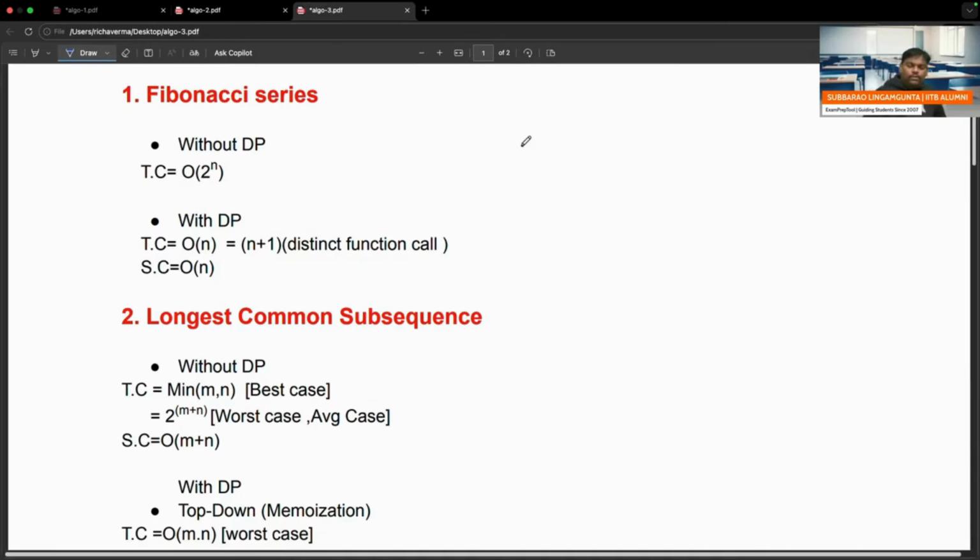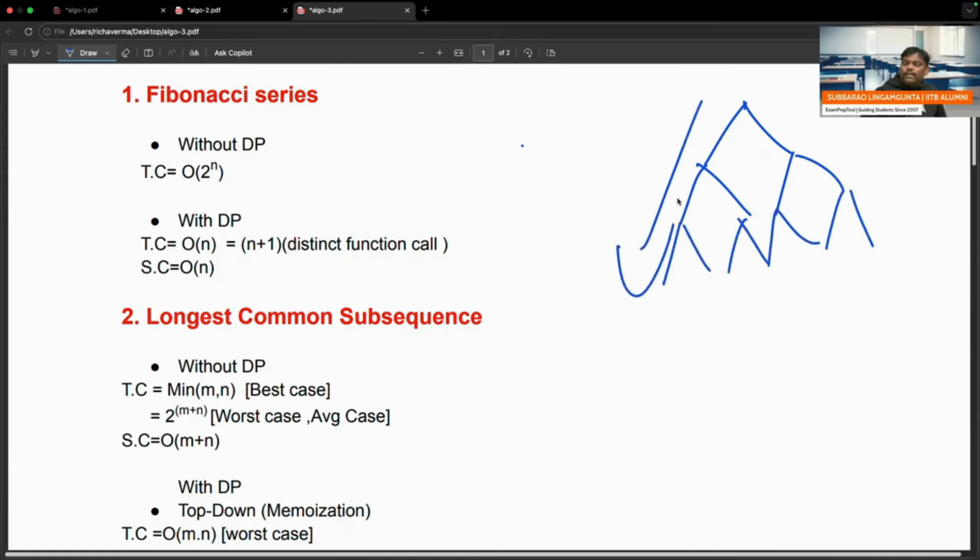Fibonacci series without DP: there is one binary tree. The time complexity is 2 power n, since the tree has n levels, Fibonacci of n. So time complexity is 2 power n, and space complexity is n.